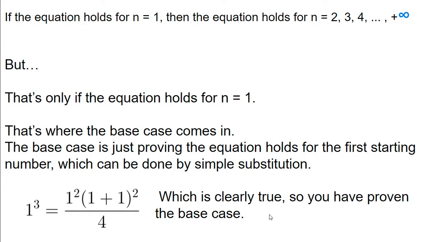So, what it's saying is if the equation holds for n is equal to 1, then the equation holds for n is equal to 2, 3, 4, all the way up to positive infinity. But that's only if the equation holds for n is equal to 1, and that's where the base case comes in. The base case is just proving the equation holds for the first starting number. In this case, it's n is equal to 1, and it can be done by simple substitution. 1 cubed is equal to 4 over 4, which is clearly true, so you have proven the base case.